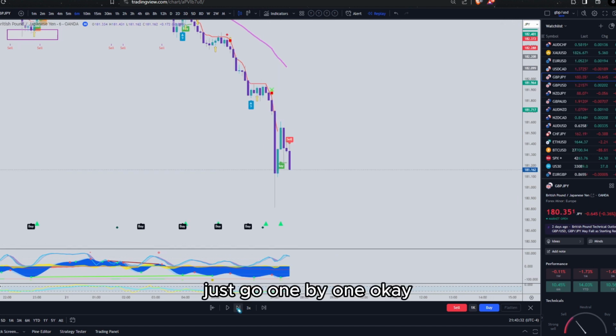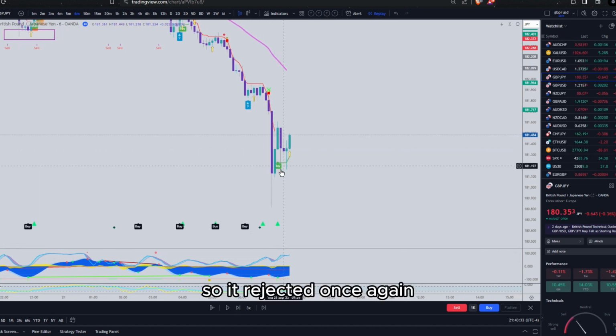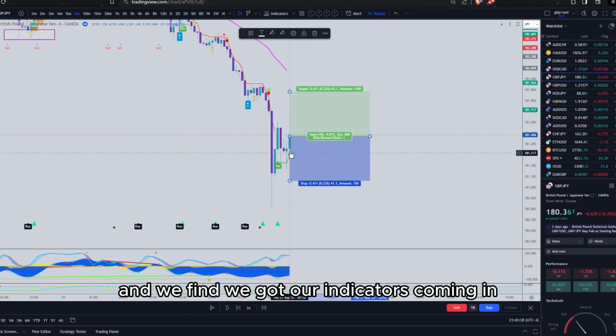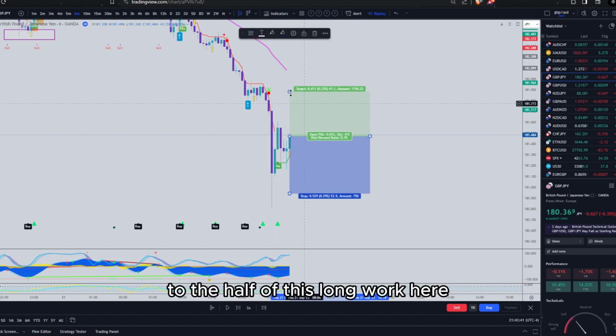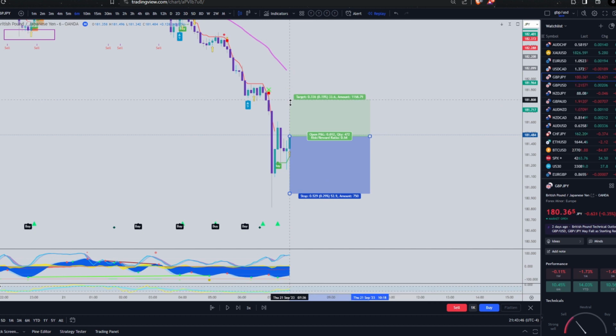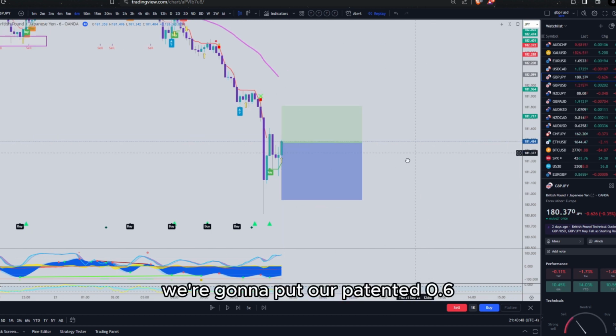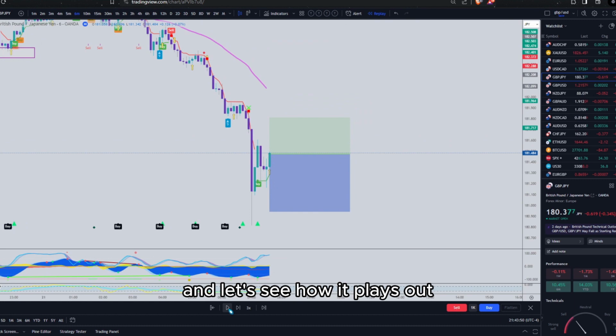Just go one by one. Okay, so it rejected once again. This is enough, and we got our indicators coming in. We're gonna put our stop loss to the half of this long wick here. We're gonna put our patented 0.6, and let's see how it plays out.